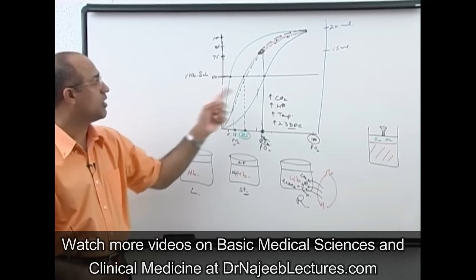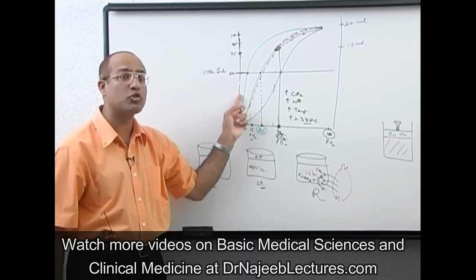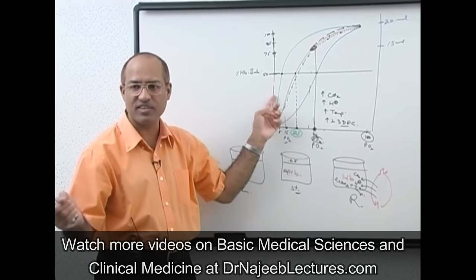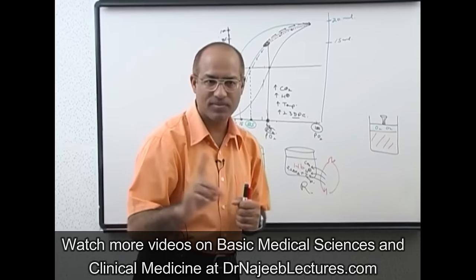Of course, all things opposite to that: low carbon dioxide, low protons, low temperature, low 2-3 DPG. For example, in stored blood, when you store the blood in a blood bank, 2-3 DPG may be disintegrated. Then when you give stored blood to some person, the hemoglobin in it may bind oxygen well, but may release oxygen slightly poorly. Is that right? And fetal hemoglobin also.